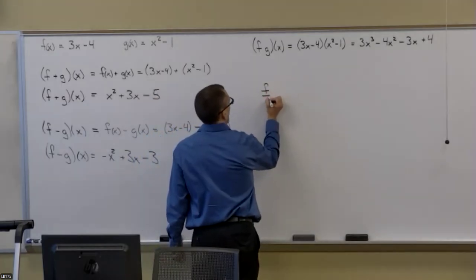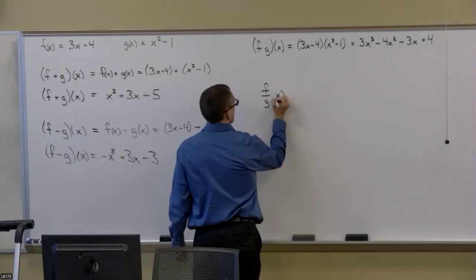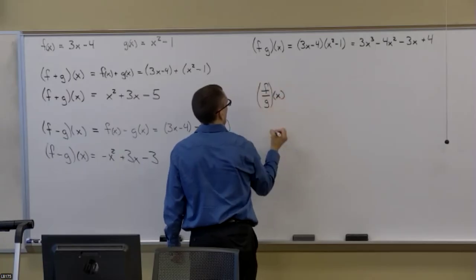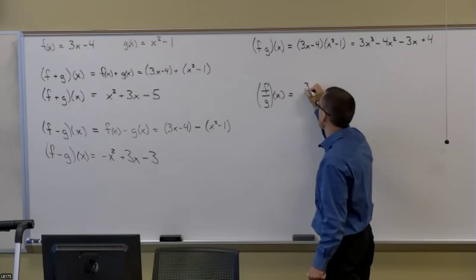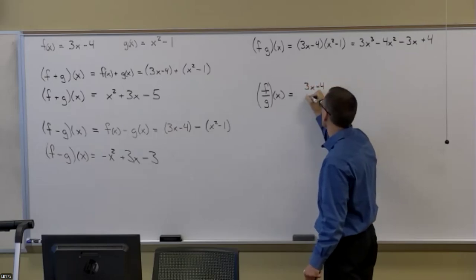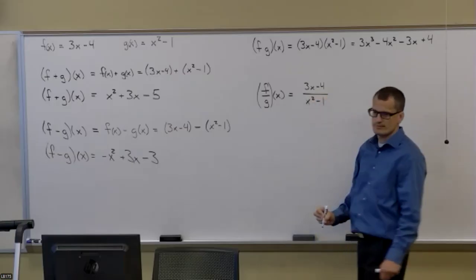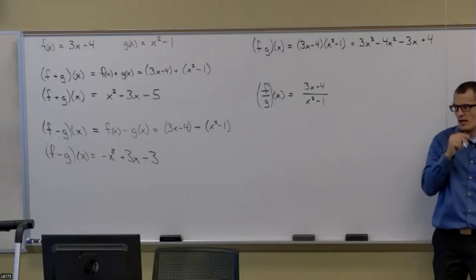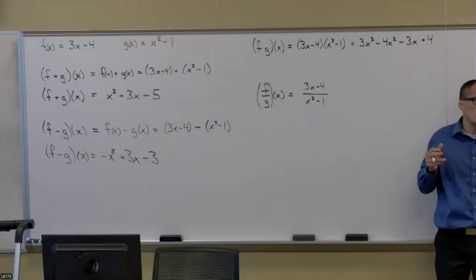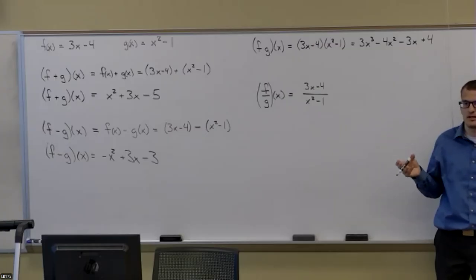What if we have f divided by g of x? Well, all we're going to do is write 3x minus 4 and divide it by x squared minus 1. You can simplify that or rewrite that if you want. This one doesn't simplify well, but you could rewrite it in a number of different ways.